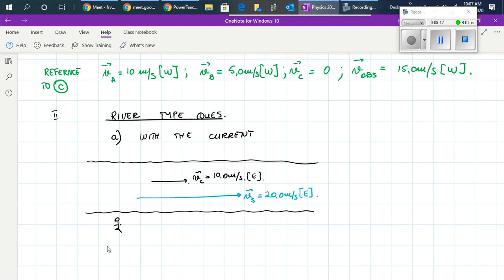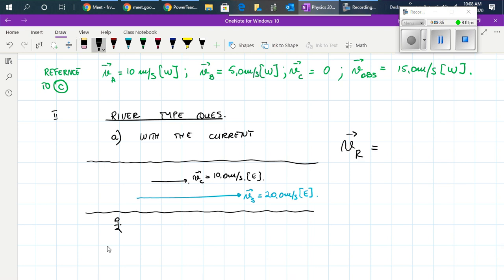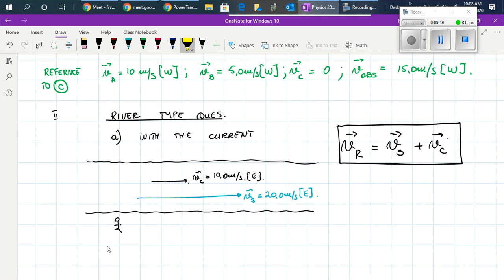When we are referring to a relative motion question, what you have to keep in mind is this: the resultant velocity is the velocity of either the swimmer or the boat plus the velocity of the current. This is the relationship that we always refer to when we have a relative motion question.